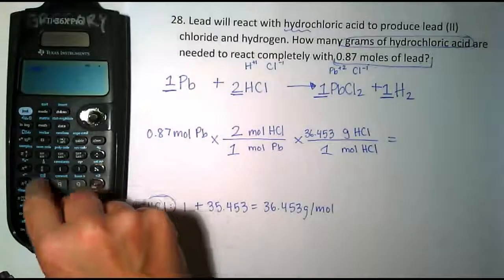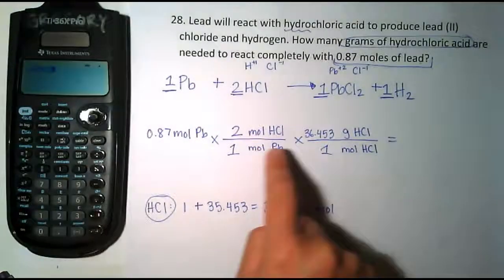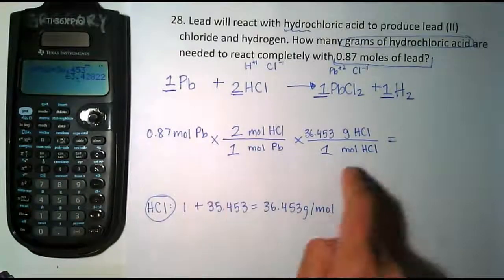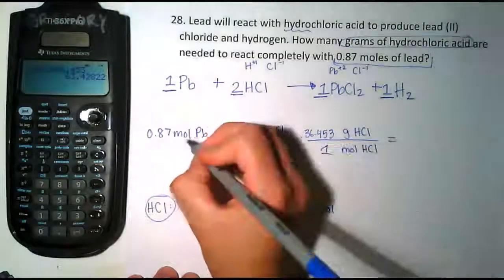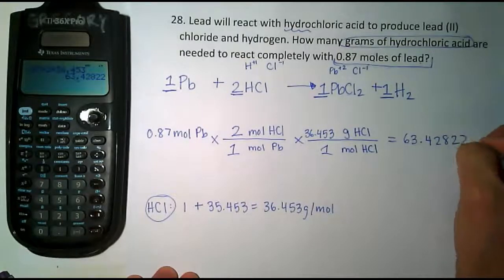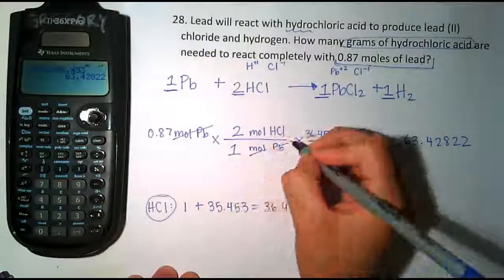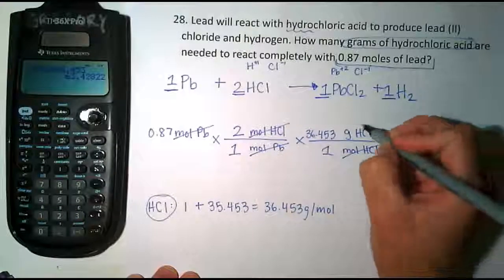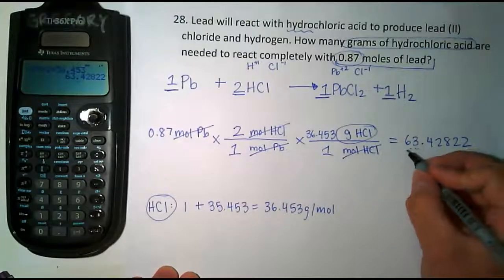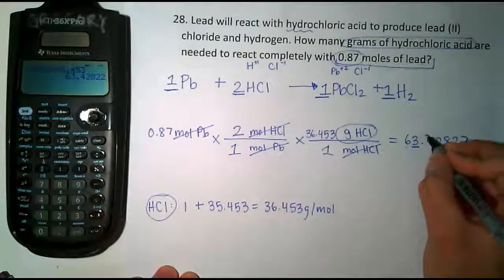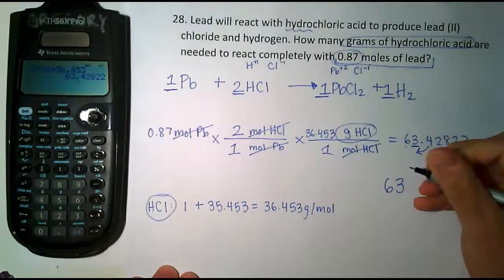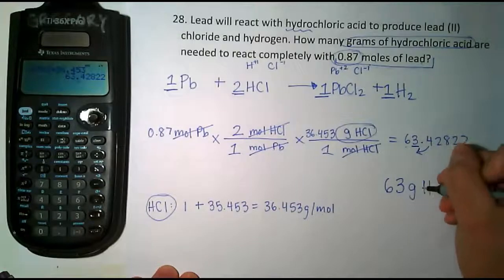So now we need to put this in our calculator. We have 0.87 times 2 times 36.453 divided by 1. So we don't need to do that. It's already divided. So we got 63.42822. We need to cancel our units. Moles of lead cancels, moles of HCl cancels, and we're left with grams of HCl. And we need to round this to two significant figures. So 63, the 3 is going to stay down at a 3 because 4 is less than 5. So we have 63 grams of HCl.